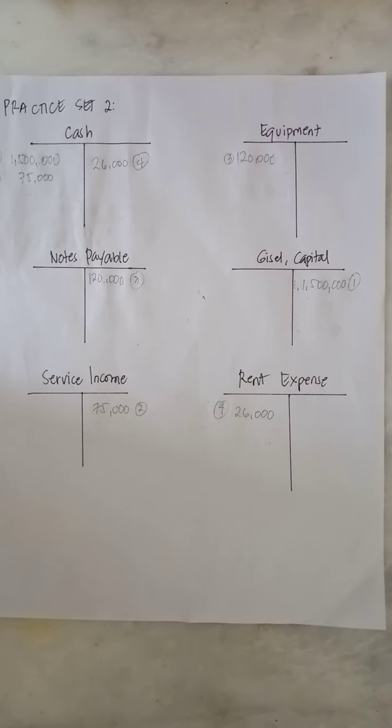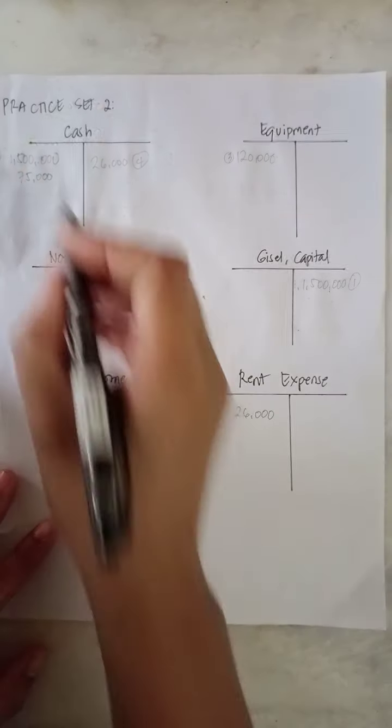Transaction number 5, made an additional investment of 320,000 in the business. So what is the value received by the business? Since the owner contributed additional cash, meaning cash is being received, the value received by the business is cash. So the effect of the transaction on the elements is you increase the cash. So, if you increase the asset, you debit the cash account. So, meaning, debit cash to increase your assets.